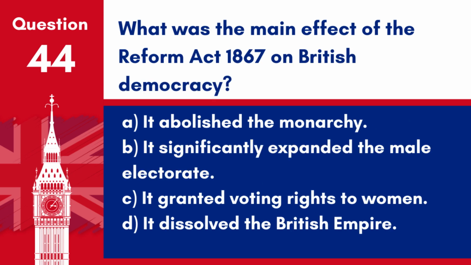Question 44. What was the main effect of the Reform Act 1867 on British democracy? A. It abolished the monarchy. B. It significantly expanded the male electorate. C. It granted voting rights to women. D. It dissolved the British Empire.